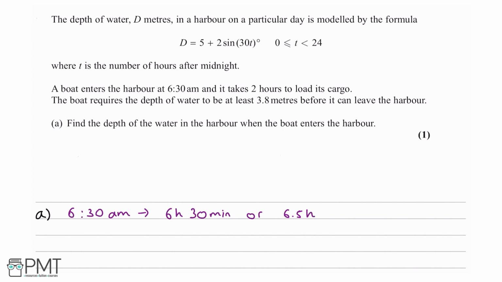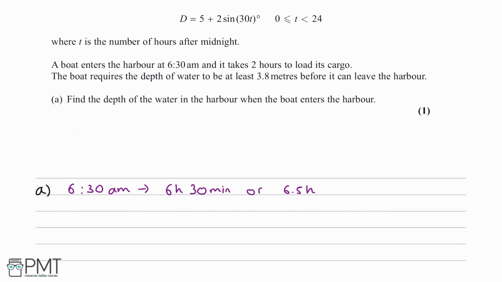Then from here, it's pretty straightforward. All we need to do is say that d equals 5 plus 2 sine, and then in brackets 30 times 6.5, which equals 4.48 meters. You need to remember your unit. You get 1 mark for this question, and that 1 mark comes from explicitly getting the final answer. Now you need to have your units. You can't get your final mark without having any units.